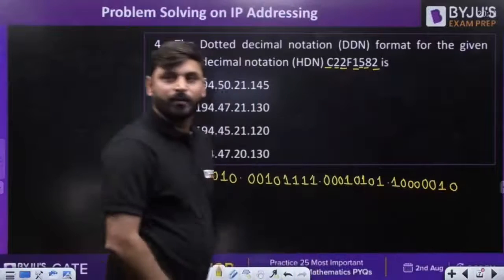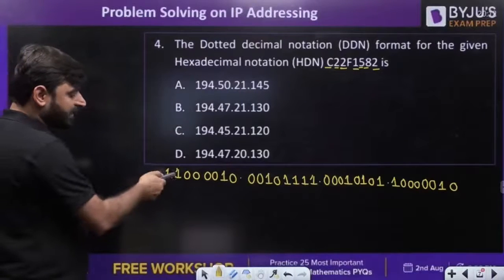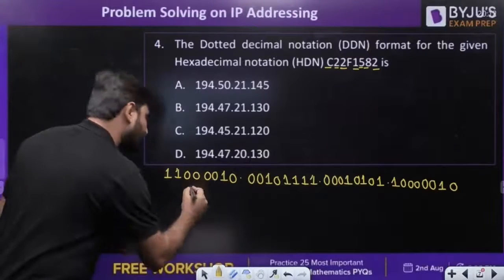Now we can convert into decimal. So this is 128, 64, 192. This is 2. 192 plus 2, 194.